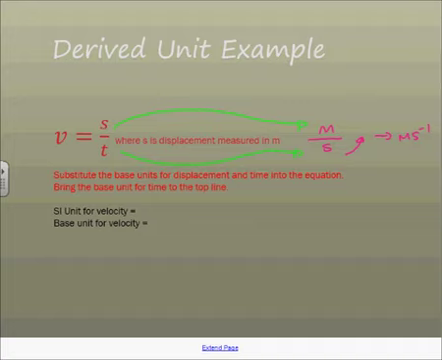So what is the base unit? It is m s to the -1. Now, the SI unit is usually named after somebody who's famous. In this case, they haven't done that for velocity, so velocity actually has the same SI unit as the derived or base unit.